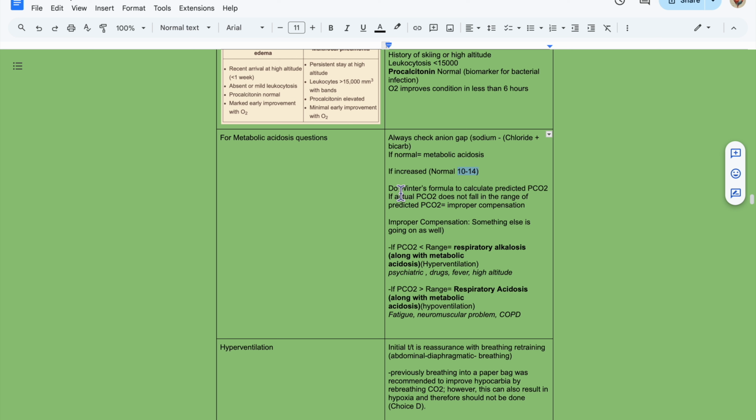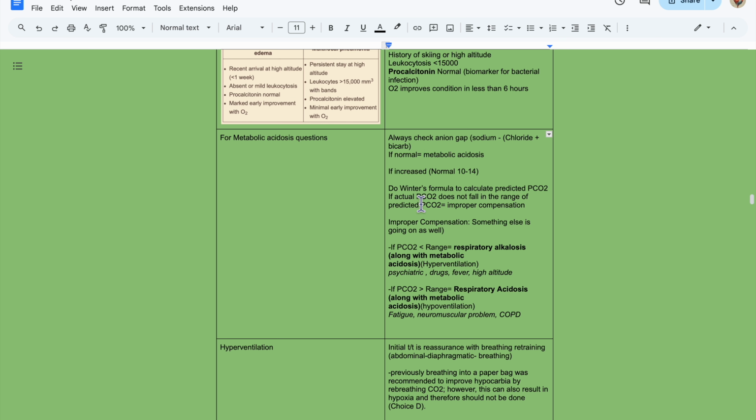Then your next step is to do the Winter's formula. I remember this being intimidating when I did it in Step 1, but it makes a lot more sense now why we do this, because I've seen a lot more questions about it. You do Winter's formula to calculate the predicted PCO2. If the actual PCO2 does not fall in the range of predicted PCO2, it is improper compensation. That means it is respiratory acidosis or respiratory alkalosis, as well as metabolic acidosis.